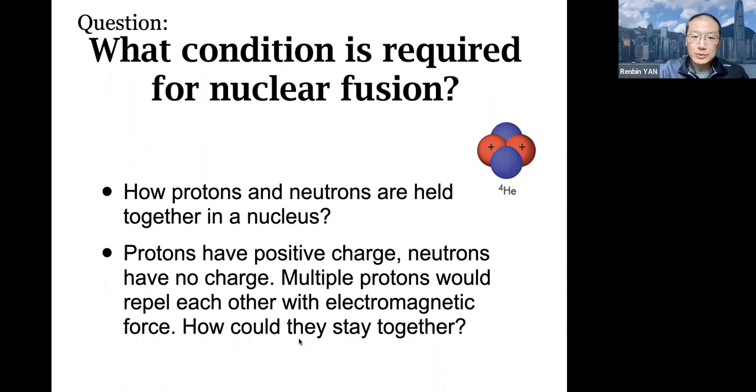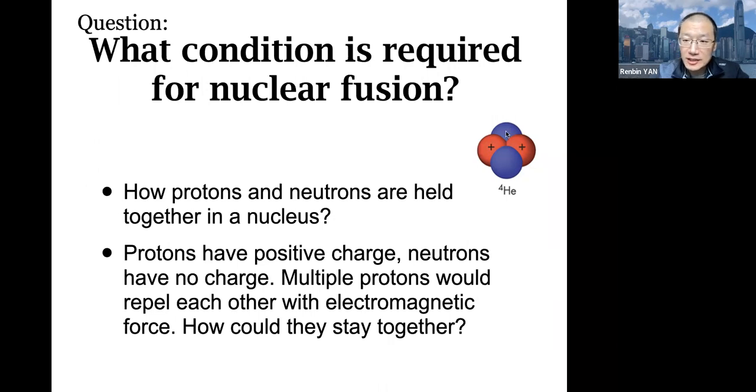And to understand this, we have to first look at the nuclei, because it's nuclear fusion. It's a reaction in the nuclei of atoms. In the nuclei of atoms, we have protons and neutrons. For example, in the helium nucleus, you have 2 protons and 2 neutrons. The protons have positive charge, and the neutrons have neutral charge.